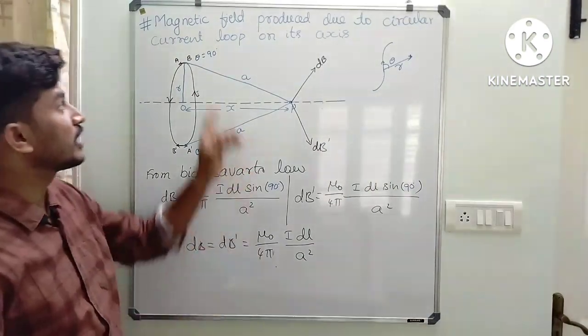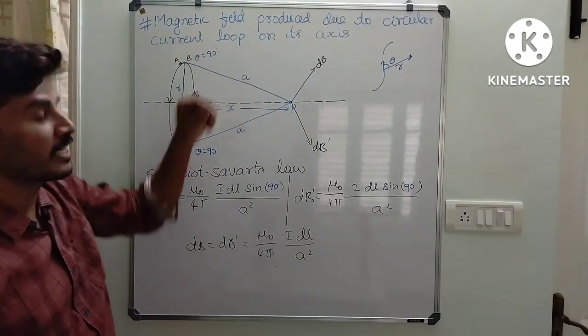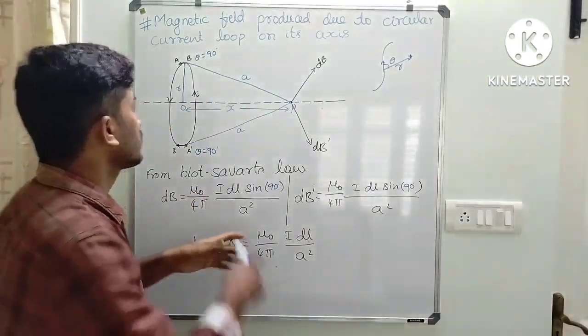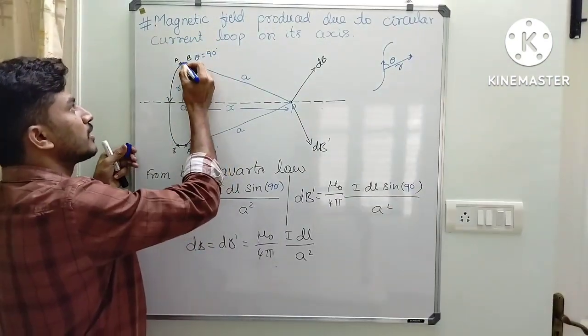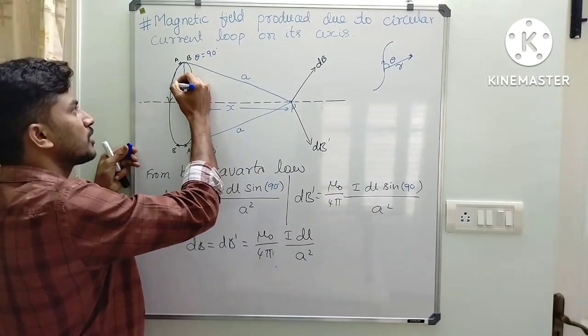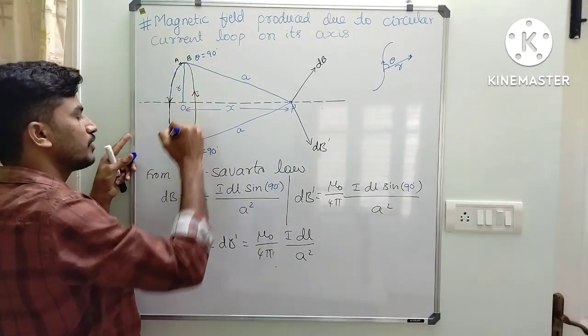No, not yet, because we have to find the magnetic field due to the whole circular current loop. Here we have AB, and what about this part? What about this part? Every part of this conductor is producing magnetic field.